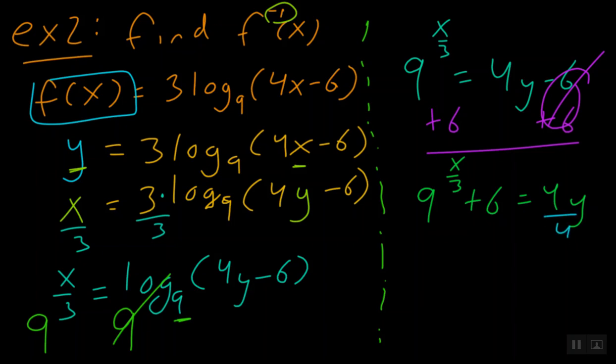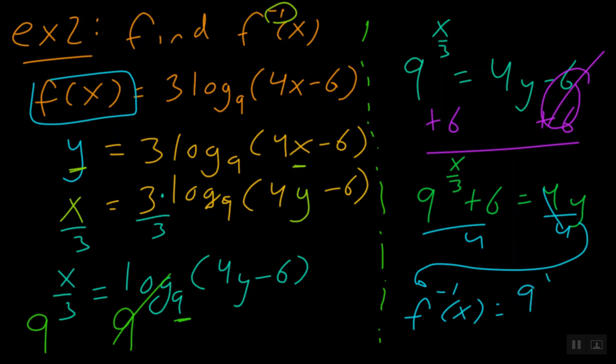We have our final step. We're going to divide both sides by 4. And once we do that, y is by itself. I bring it over here. I rewrite it as f inverse of x is equal to 9 to the x over 3 plus 6, all divided by 4. And there's our answer. All right, let's move on.